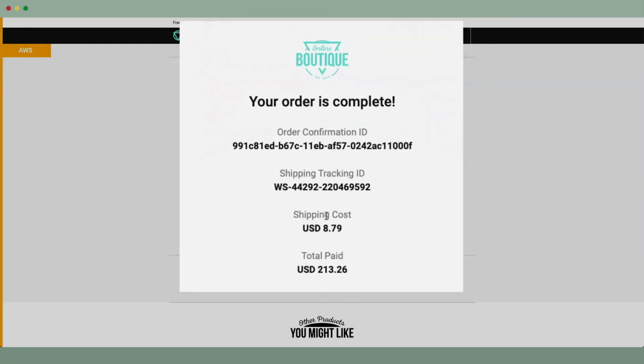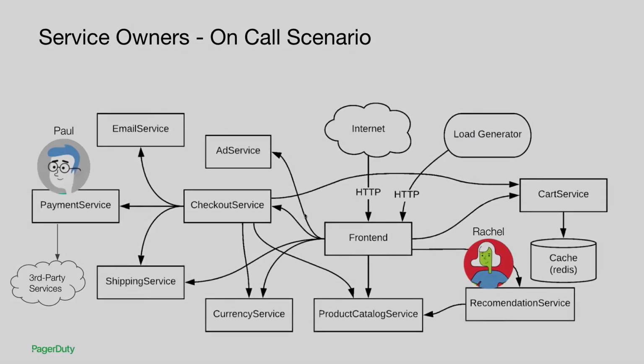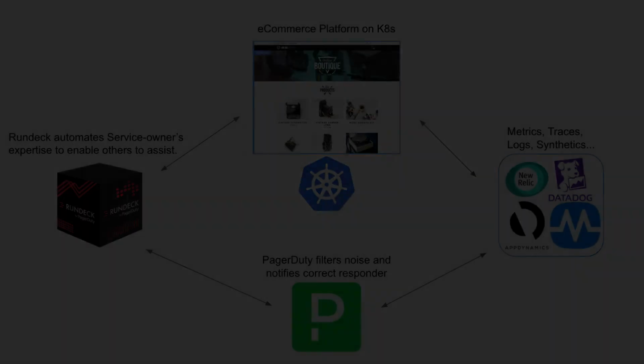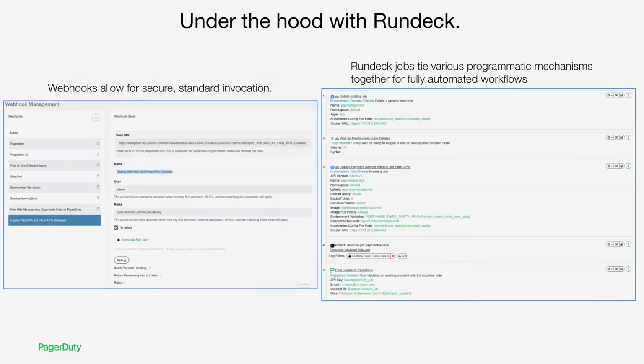So in this example, we demonstrated how a service owner like Paul was able to equip other team members with mechanisms to help him in supporting his service and operating his service. In this case, Rachel, who was unfamiliar with how the third-party APIs were used, was able to safely turn them off by using an automated runbook created by Paul. This meant that Rachel was able to apply a short-term fix without escalating to Paul. And the next bit, we'll look under the hood and see how Rundeck executes this automated runbook created by the service owner and see how Rundeck interfaces with the other platforms and tools in your ecosystem.